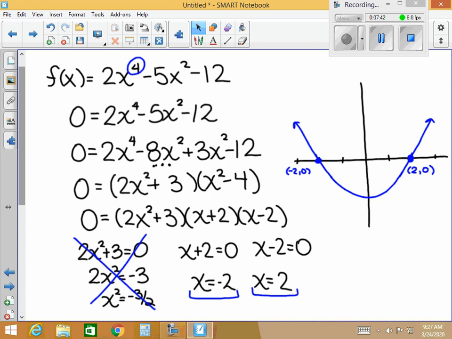Now it may not be perfect there, but in terms of the zeros, it's only going to cross at 2 and −2. We know that the outside ends both go up, and in between it might have a little hump to it, but we don't know that for sure.